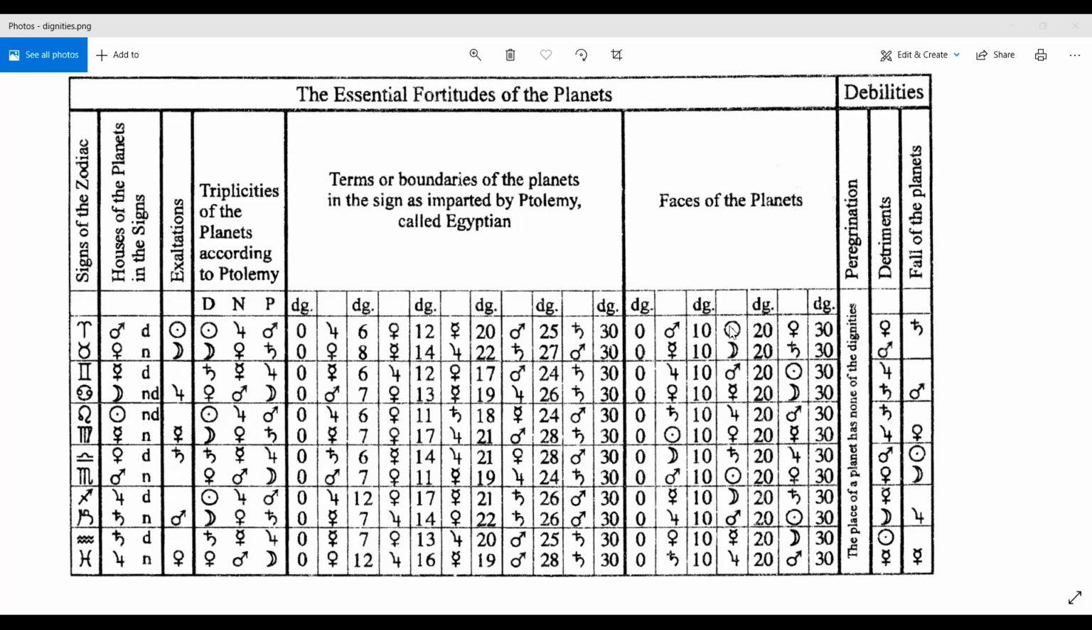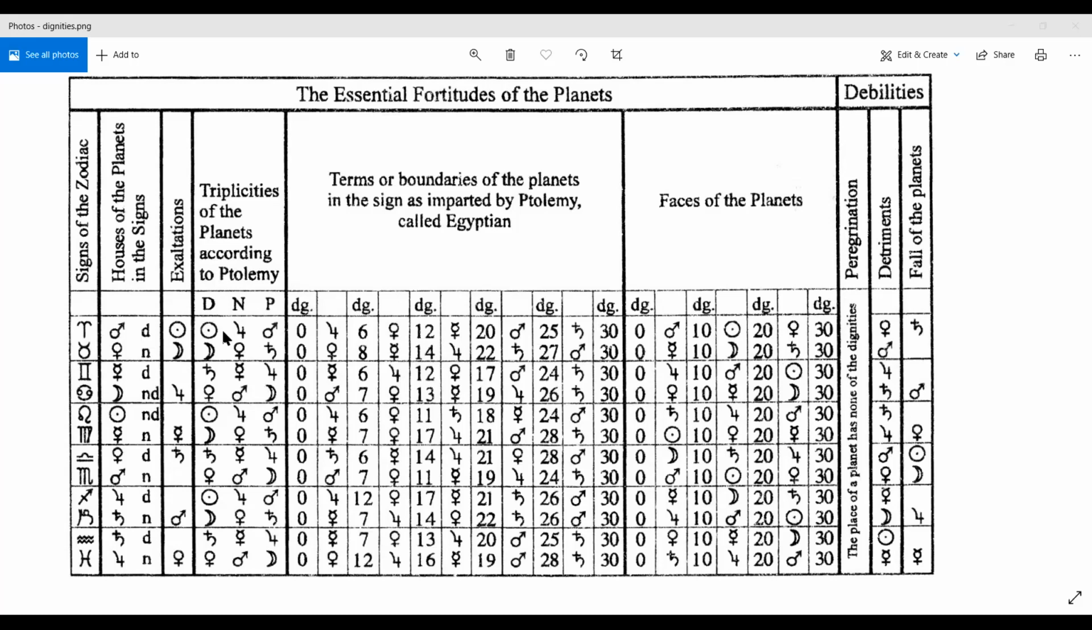Mars is the first 10, Sun is the second 10, Venus is the third. So what they would have done is they would have assigned points. Oh, also wait, let me go to here. We're gonna talk about this in a second. Peregrination, notice that. Detriments and fall, right?